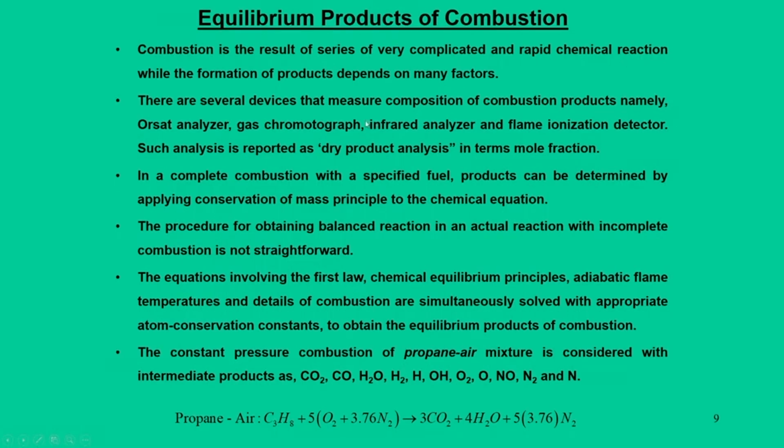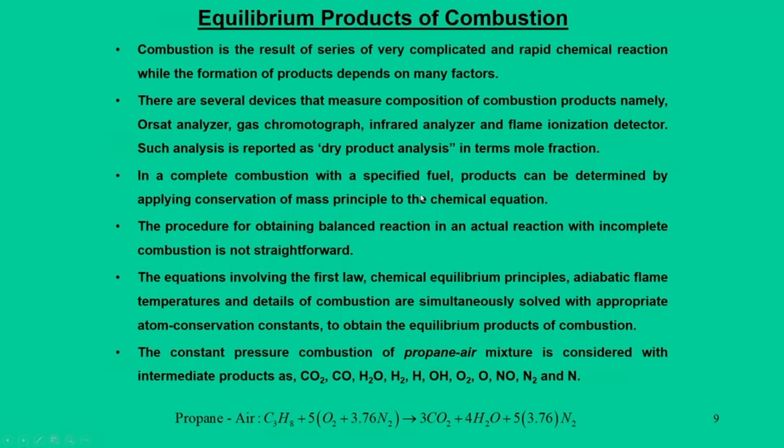Now, having a complete understanding of chemical equilibrium, let us see what the equilibrium products of combustion are. You all know that combustion is the result of a series of complicated and rapid chemical reactions, but the products formed depend on many other factors. The combustion products are normally determined through experimental observations by instruments like the Orsat analyzer, gas chromatography, infrared analyzer and so on. What we want to find out from our previous study is the equilibrium composition during combustion.